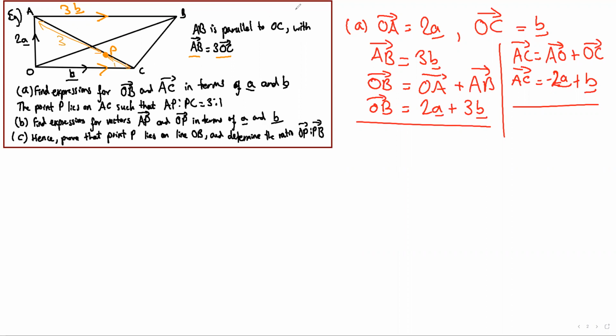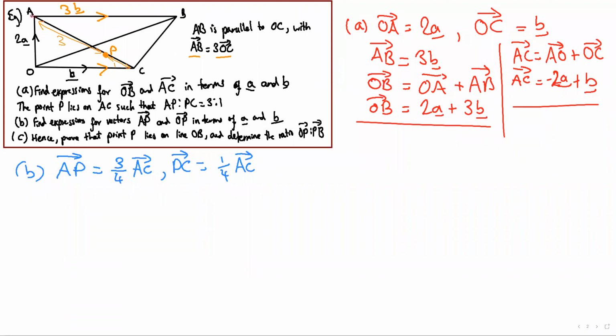So that's what we can say. And in fact, we can deduce from that, if we really want to, that AP is equal to 3/4 of AC, and PC is equal to 1/4 of AC.